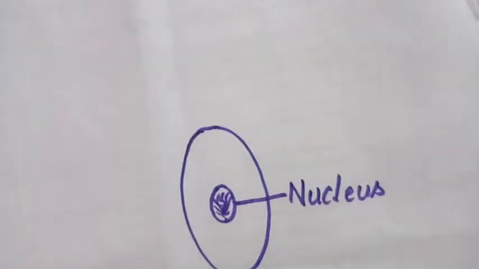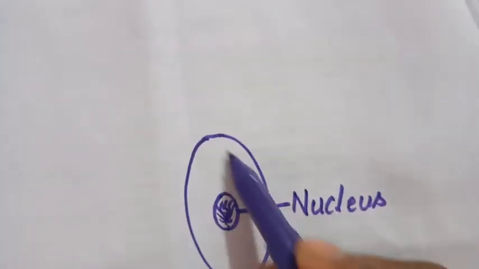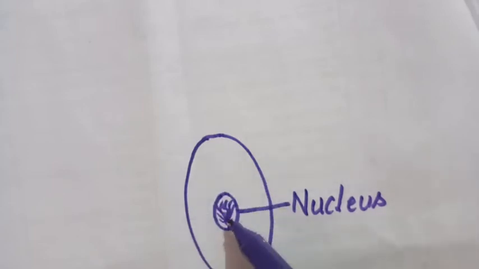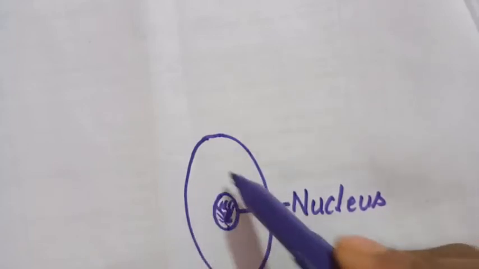Look at one round structure, light blue. This light blue structure has thread-like structures inside it. These are chromosomes, but you don't need to study them right now. This is the nucleus, just like our brain. Just like our brain controls and coordinates all the activities of our body, the nucleus controls the cell. These cells have many organelles, just like our body has many organs.